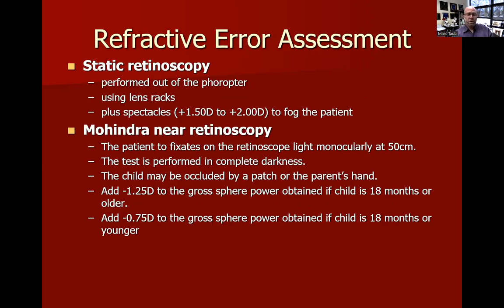For refractive error, you've got your static retinoscopy. I personally rarely put patients behind the phoropter at all at this point. So I use either the lens racks or I will simply use my loose lenses, which I actually find easier and more reliable. You always have the Mohindra retinoscopy, which is certainly useful. It's not one that I do very often. I will just use my loose lenses and kind of take up my working distance as needed.